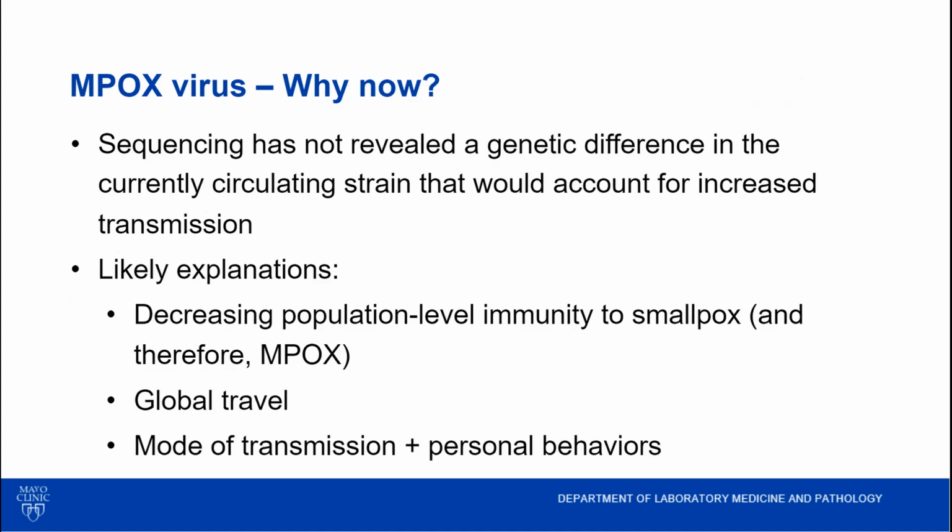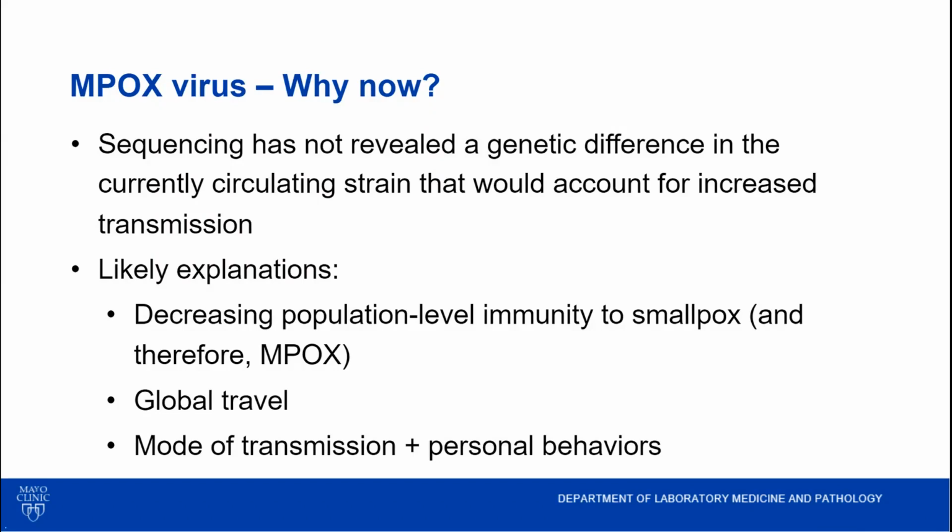So the CDC and the World Health Organization are actively studying the virus that's in circulation. To date, there haven't been results based on sequencing that would show a significant genetic difference in the currently circulating strain that would account for an increased transmission rate or a reason why the outbreak is occurring now. In other words, there doesn't seem to be anything genetic about the current virus that would explain why we're seeing an outbreak in 2022. There are some likely explanations.